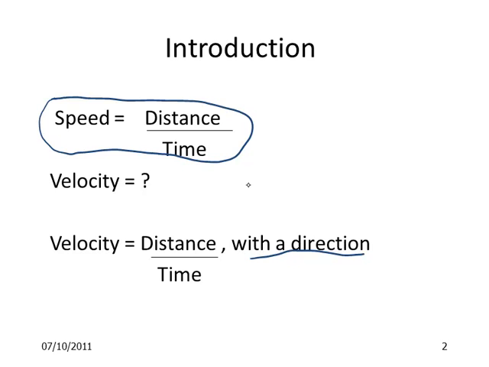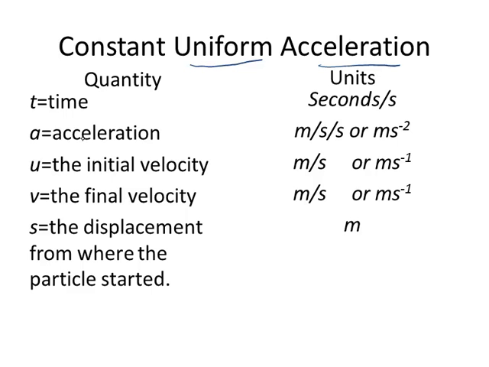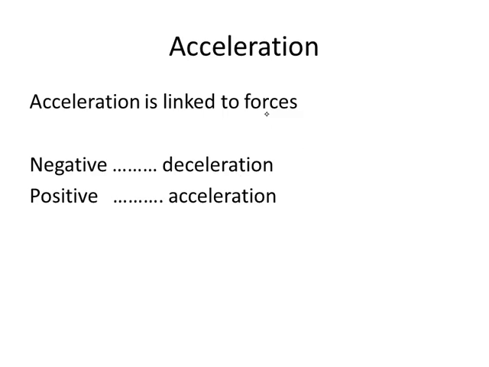Now, when an object is moving at a constant velocity, you can just use this equation here. If it's moving at a constant speed or constant velocity, this is the only equation that you use. When an object is moving with uniform acceleration, the speed is changing, so you're going to have to use 3 equations. One more important point is that negative acceleration is deceleration, and when it's positive, it's acceleration.